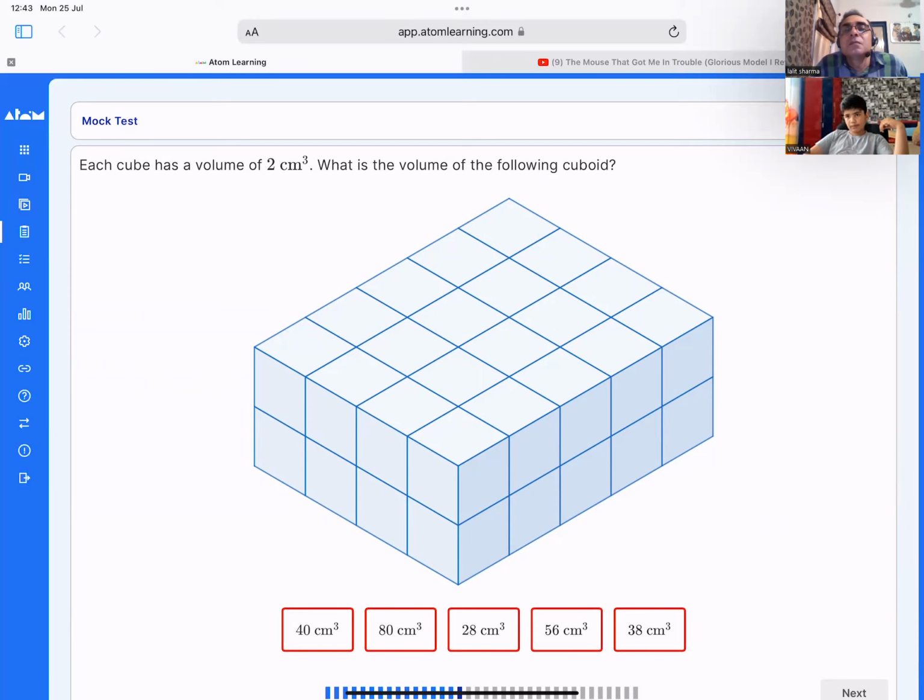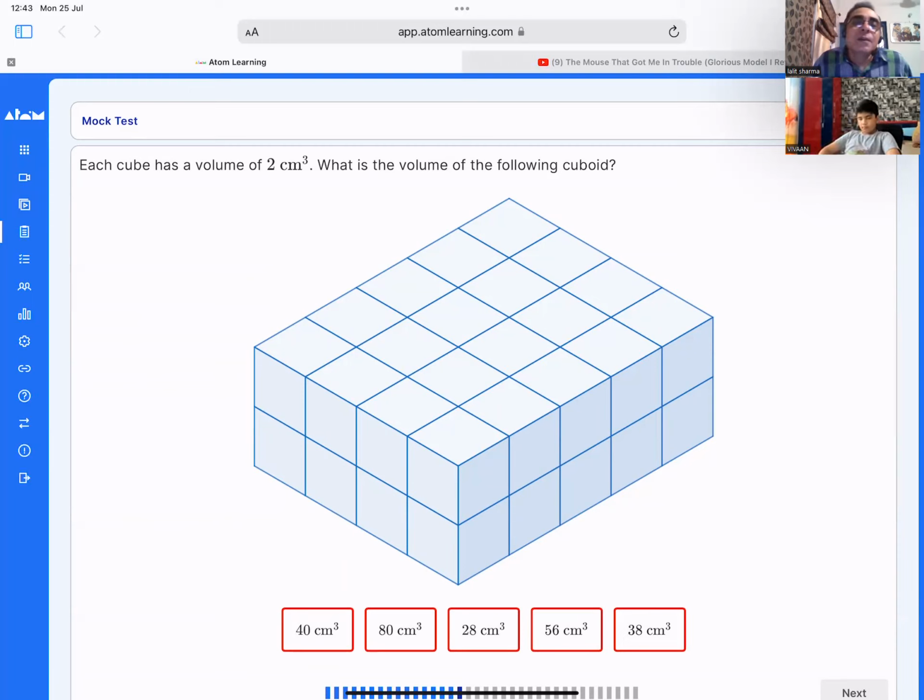So, 8 times 1, 2, 3, 4, 5. So, 8 times 10, 80. Practically, how many cubes are used to create this cuboid? Yeah, it's marked. See, when you look at the figure, it's marked clearly. Each small one shows a cube, and the bigger figure is a cuboid. Each small cube has a volume. The volume of a small cube is already given over there, 2 cubic centimeters. Now, yes, an easy way is to see how many cubes occupy to make this cuboid.